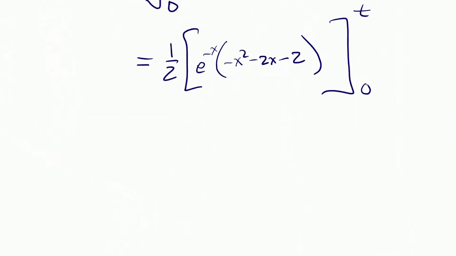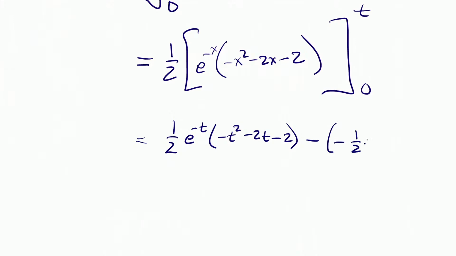So now we have to plug in our limits. When you put a 0 in there, I get 1. Okay, well, do the upper limit first. e to the negative t times negative t squared minus 2t minus 2, minus negative 1/2 times 2. I think that's what you get, because of this negative 2 times 1 times 1/2. So it'll end up being 1.